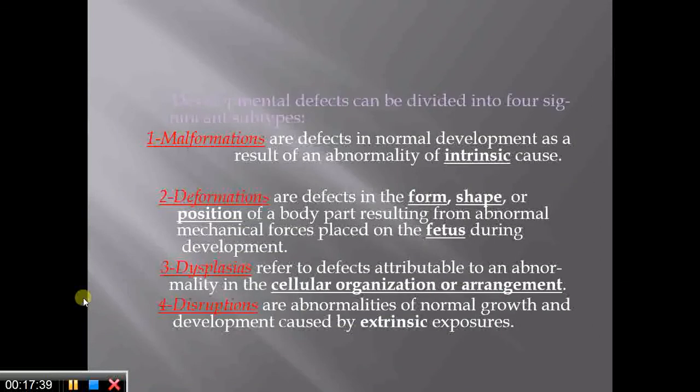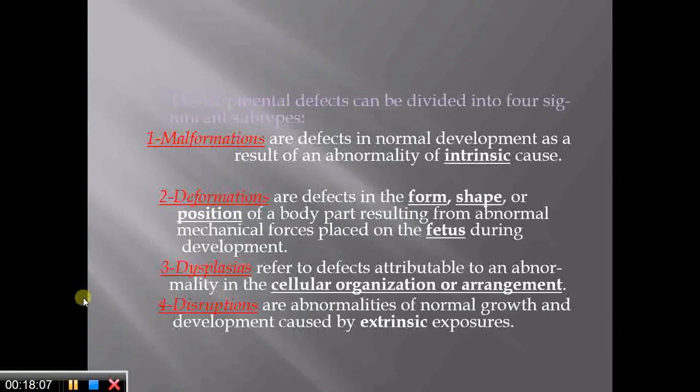Malformations are defects in normal development as a result of an abnormality of intrinsic cause. Deformations are defects in the form, shape, or position of a body part resulting from abnormal mechanical forces placed on the fetus during development. Dysplasias refer to defects attributable to an abnormality in the cellular organization or arrangement. Disruptions are abnormalities of normal growth and development caused by extrinsic exposures.